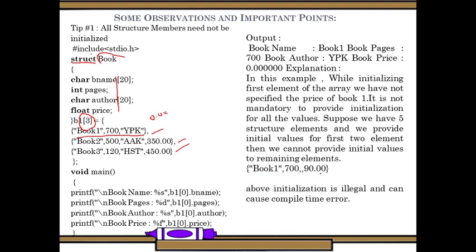Okay, so the above initialization is illegal and can cause a compile time error. What happens here? See here, Book 1, 700, and then author I left blank, so it is illegal. You should initialize it, or else you remove it. So that is what you can do. The starting values you can initialize, and after that you can leave it.